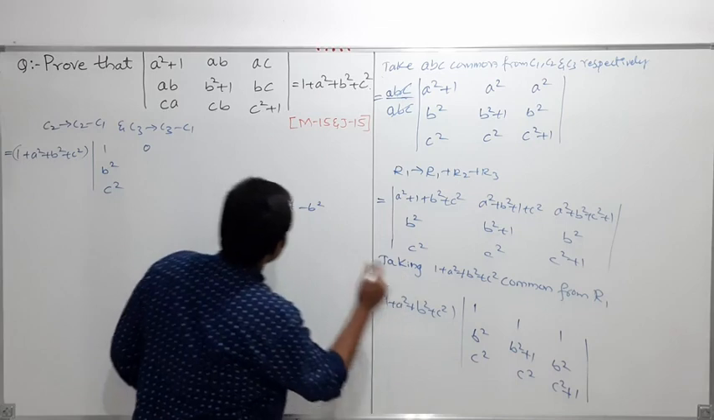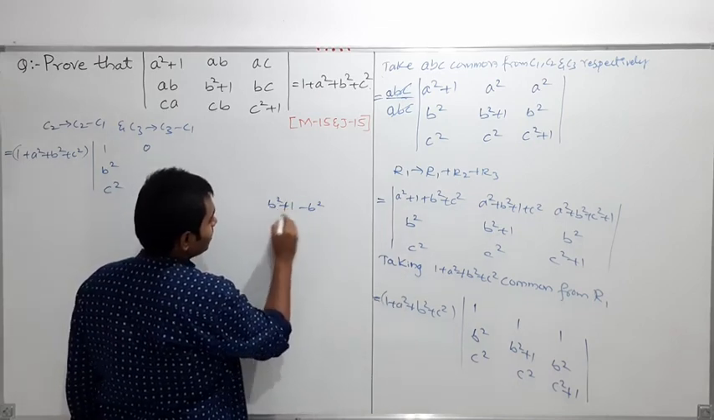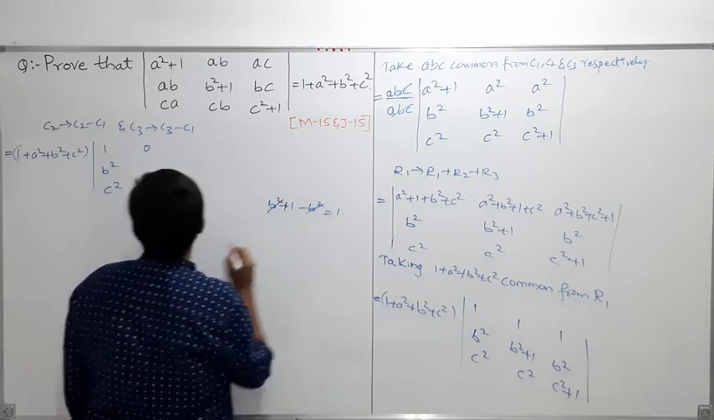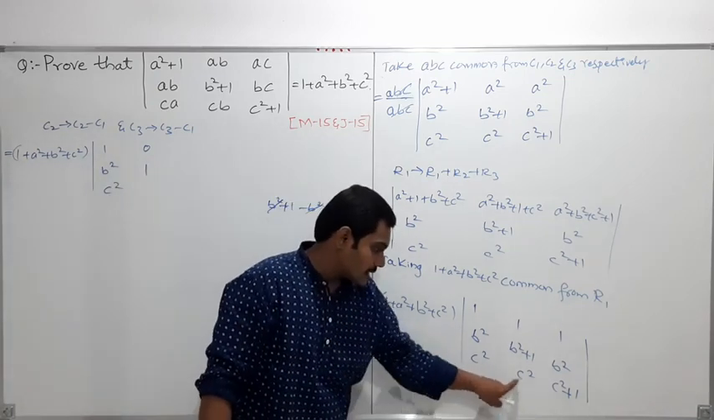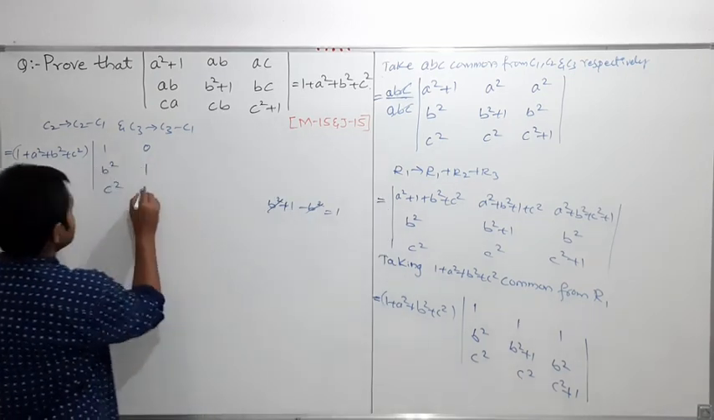This element minus this element: b square plus 1 minus b square, plus b square minus b square, gets cancelled. Again you will get 1. And next, this element minus this element, c square minus c square, here it is 0.